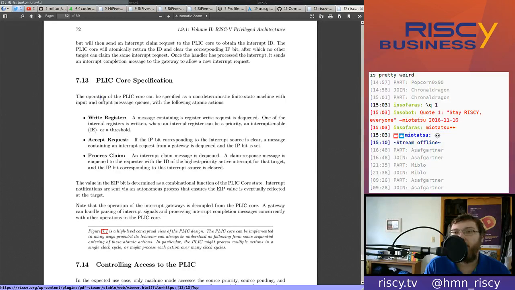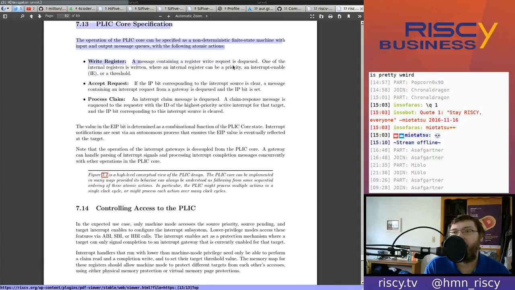PLIC core specification. The operation of the PLIC core can be specified as a non-deterministic finite state machine with input and output message queues with the following atomic actions. Write register: a message containing a register write request is dequeued. One of the internal registers is written, where an internal register can be a priority, an interrupt enable, or a threshold. Accept request: if the IP bit corresponding to the interrupt source is clear, a message containing an interrupt request from a gateway is dequeued and the IP bit is set. Process claim: an interrupt claim message is dequeued, a claim response message is enqueued to the requester with the ID of the highest priority active interrupt for that target, and the IP bit corresponding to the interrupt source is cleared.